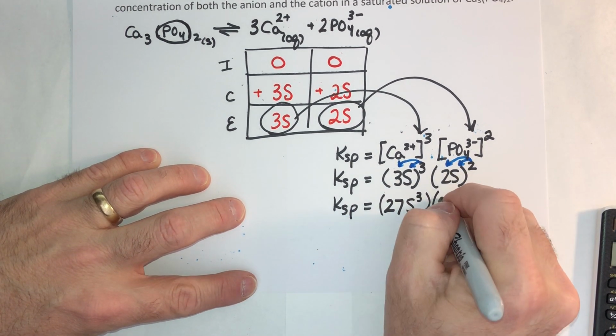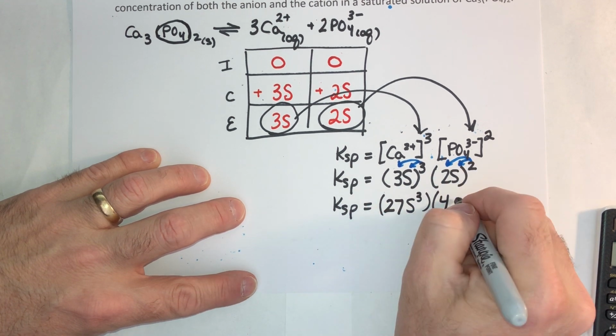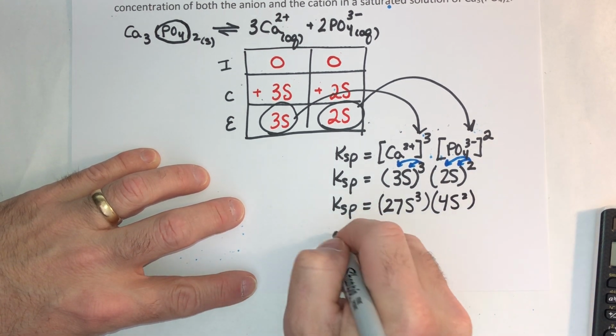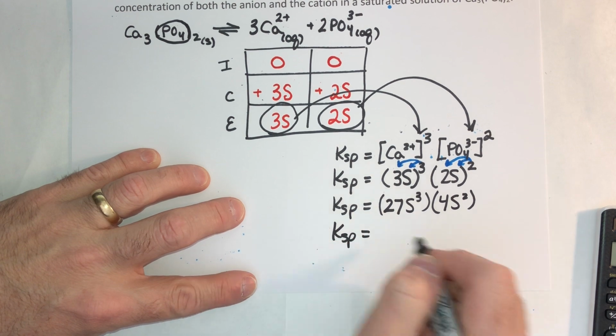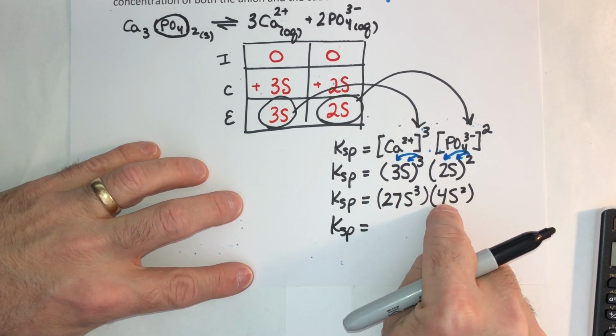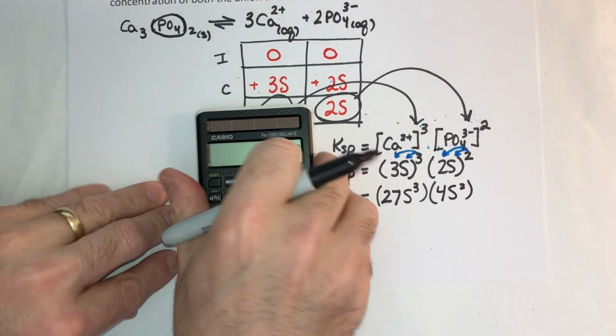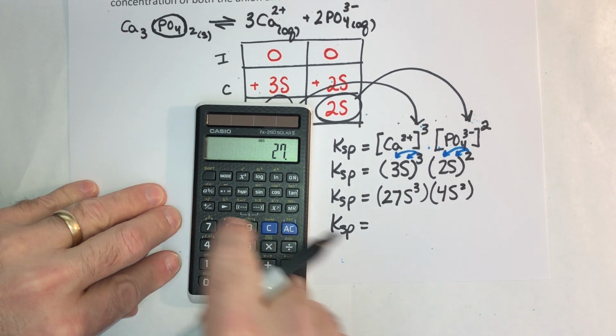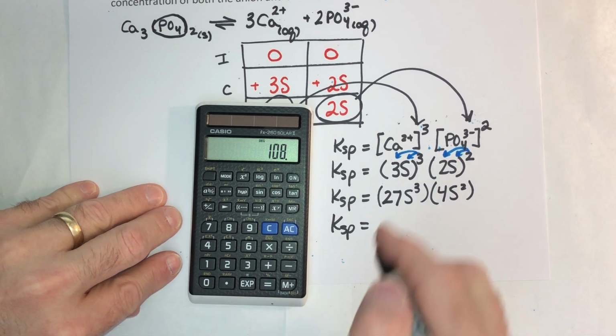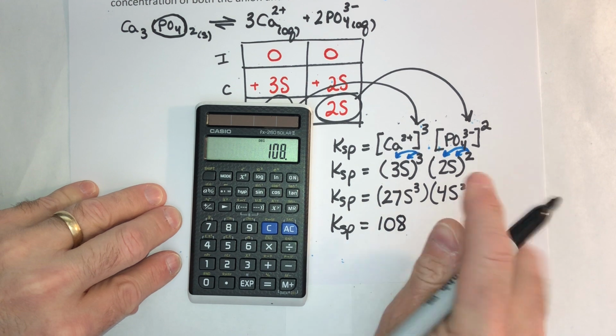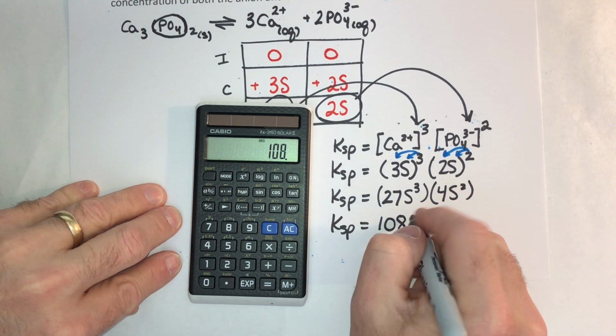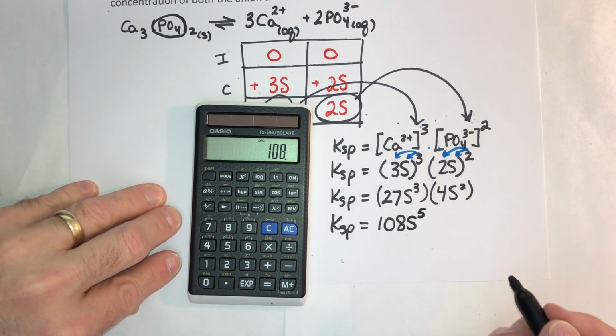2 to the power of 2 is 4. S squared is s squared. So my Ksp equals 27 times 4. Well, pull out your calculator for that one. 27 times 4 is 108. And an s cubed times an s squared is an s to the 5th.